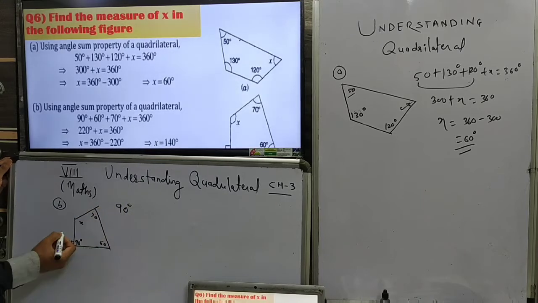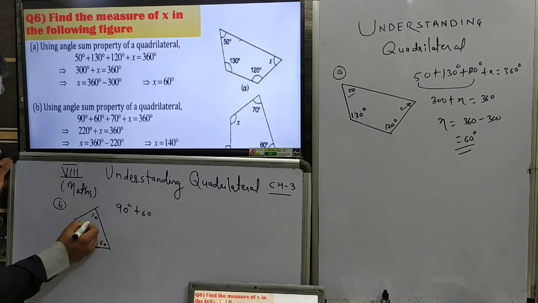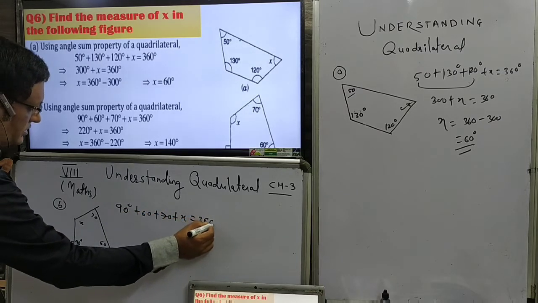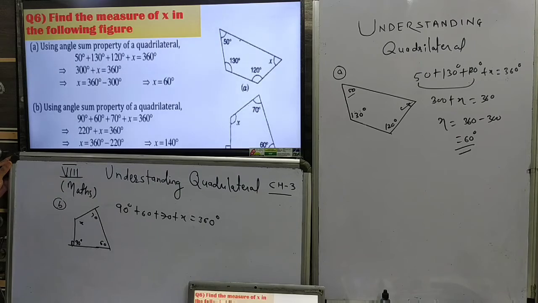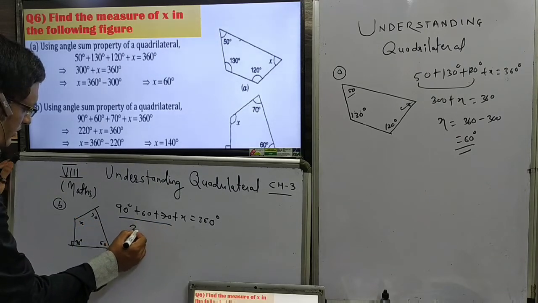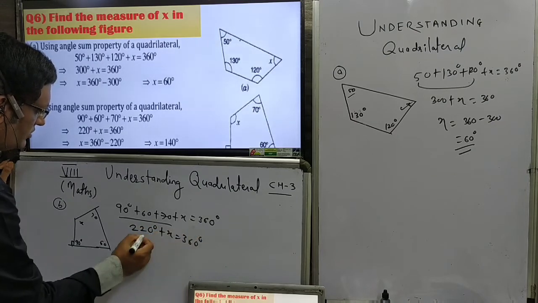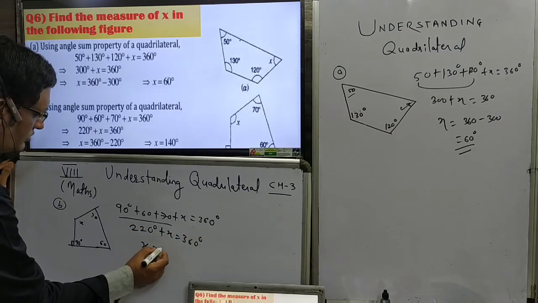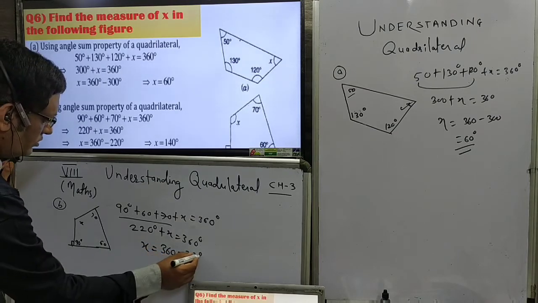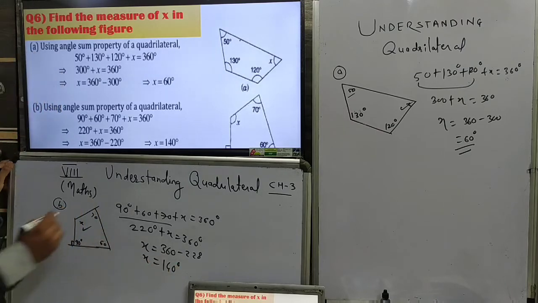So the sum of these 4 angles equal to 360 degree, means this 90 degree, this angle 90 degree, this angle 60 degree, this angle 70 degree and another angle x, that is equal to 360 degree. Why? Angle sum property of a quadrilateral, out of which sum of these two equal to 220 degree. 220 degree plus x equal to 360 degree. If you transpose 220, then 360 minus 220 degree, that is equal to 140 degree. So this x equal to 140 degree.